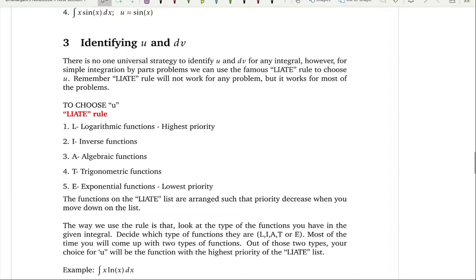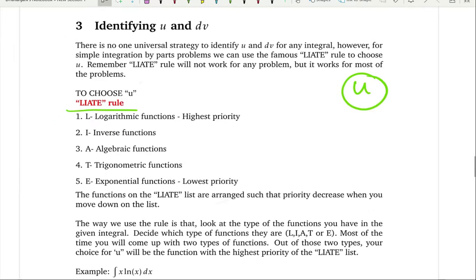So the rule helps you to choose u, right? So it will help you to select u. Now once you know u, dv is everything else in the integral, right? Okay, so how do you choose u? We use the LIATE rule. Now what does that mean?